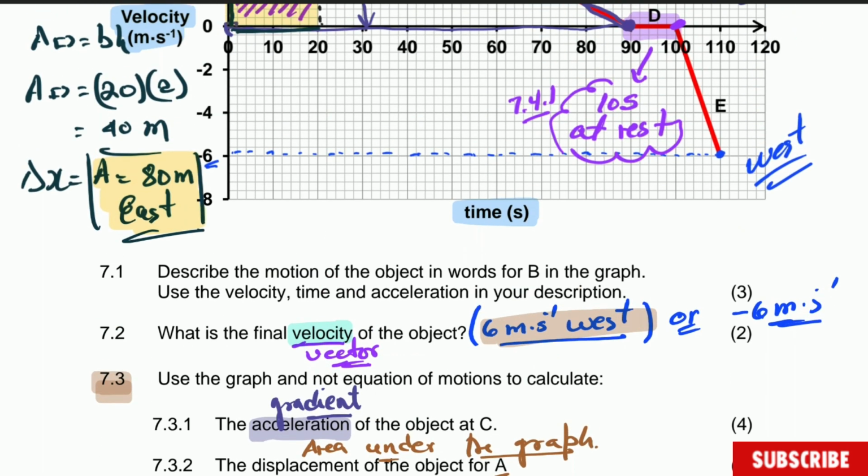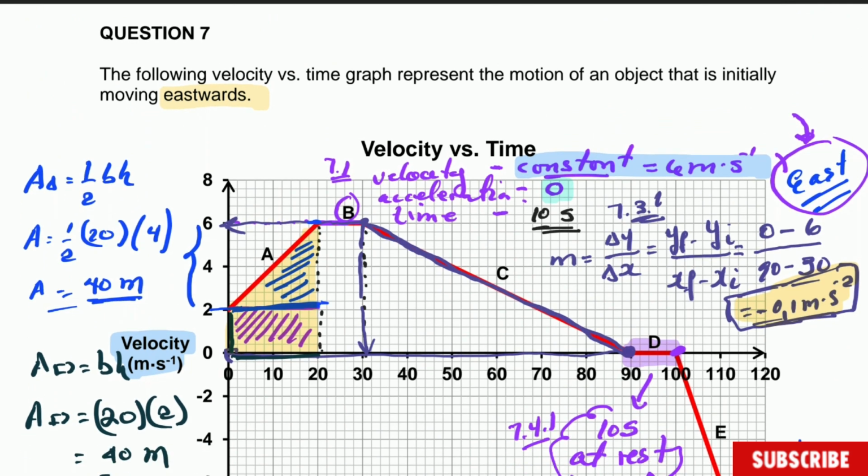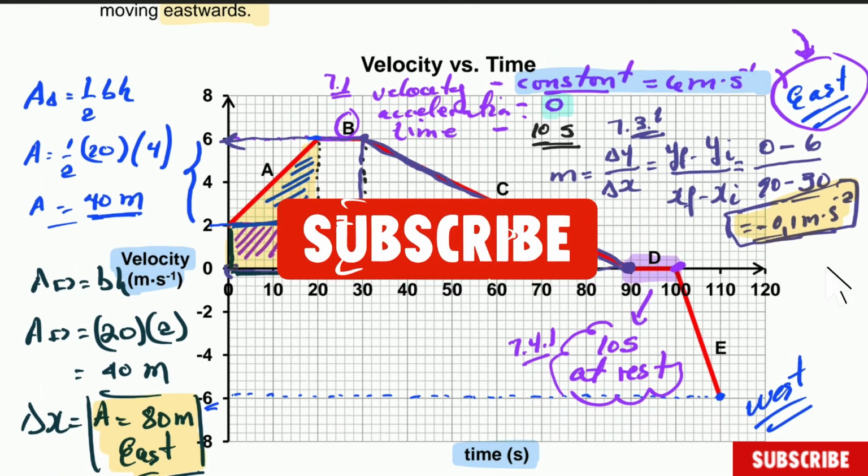And guys, this is the question. I hope it helped. It's a very good question for the upcoming exams at the end of the year.